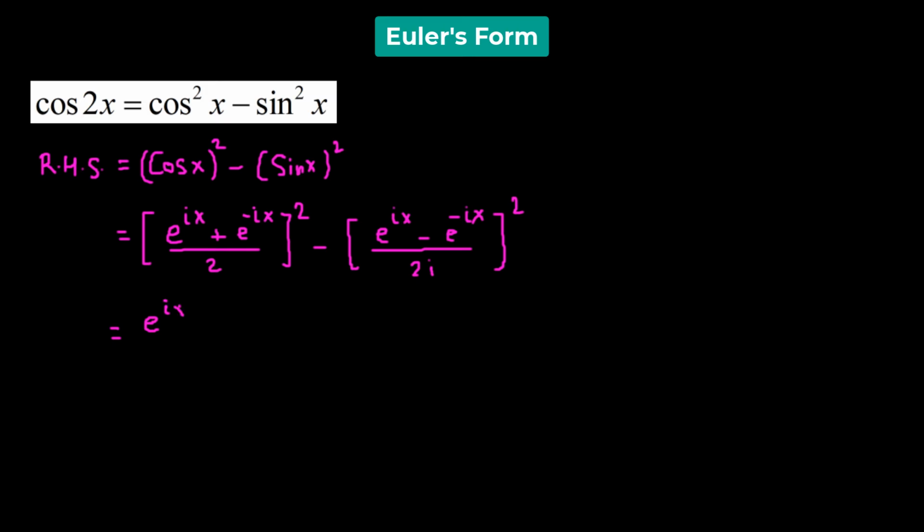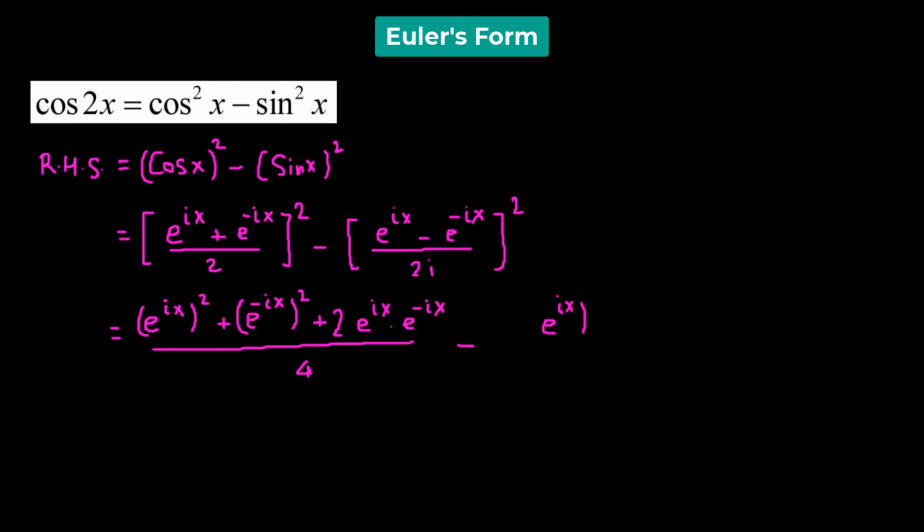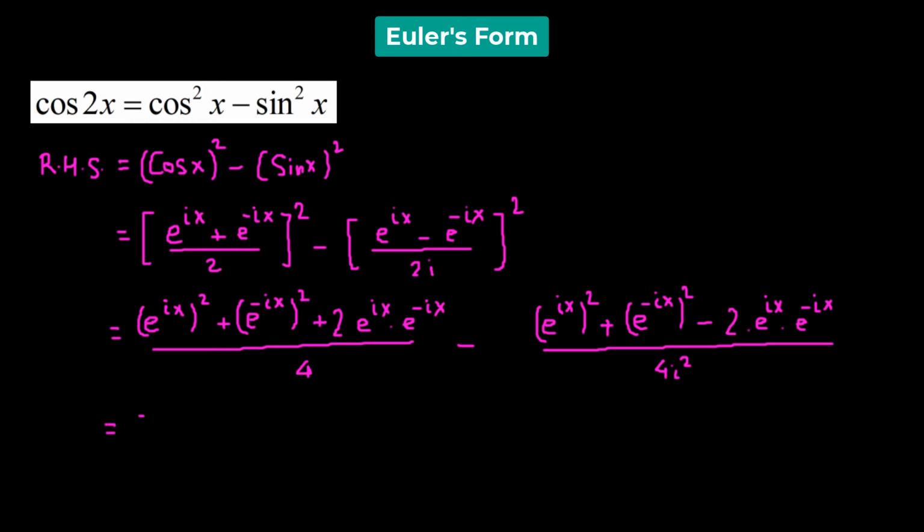So we have e raised to the power of ix whole squared plus e raised to the power of negative ix whole squared plus 2 times e raised to the power of ix times e raised to the power of negative ix over 4, minus e raised to the power of ix whole squared plus e raised to the power of negative ix whole squared minus 2 times e raised to the power of ix times e raised to the power of negative ix divided by 2i whole squared, so that will be 4i squared, which gives us e raised to the power of 2ix plus e raised to the power of negative 2ix plus 2.